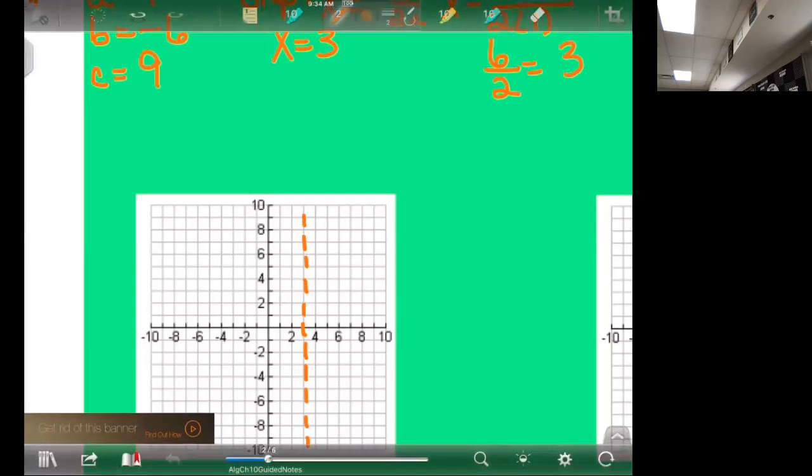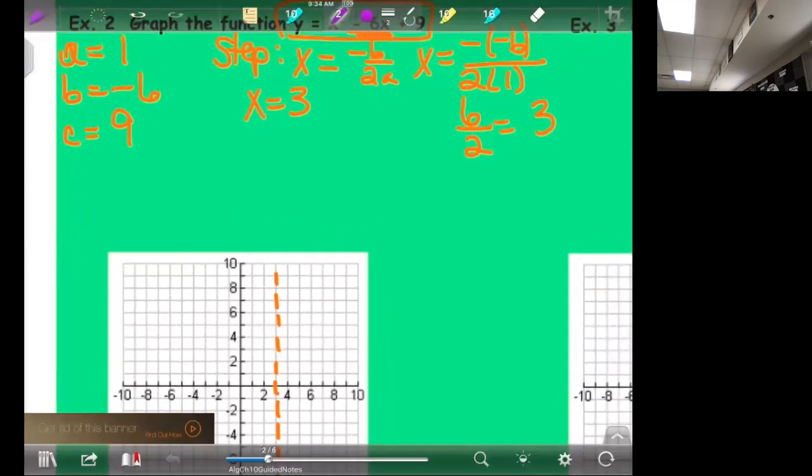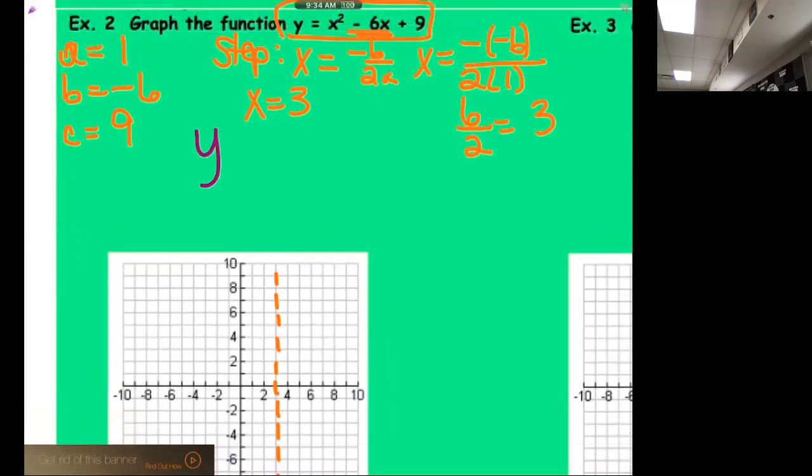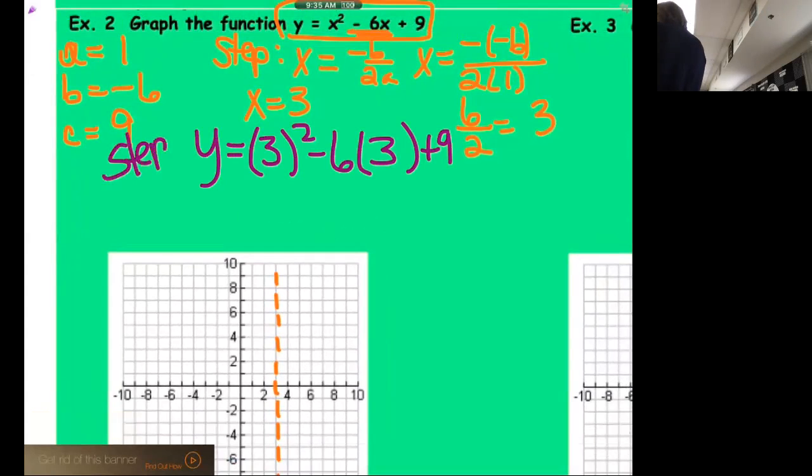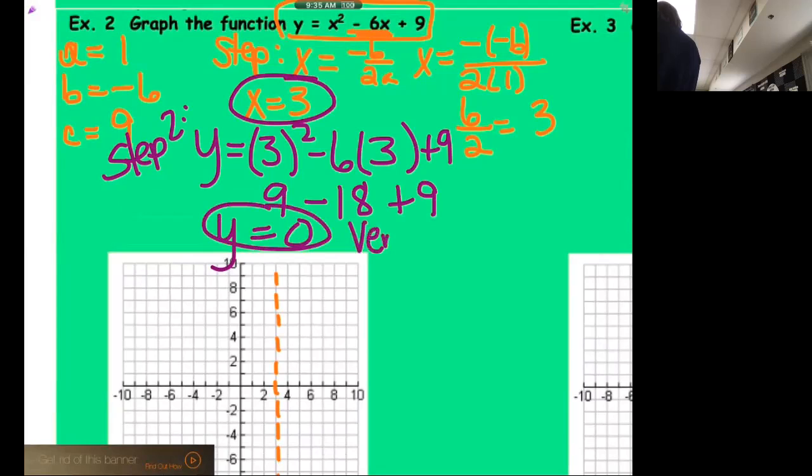Okay, now I'm going to take that x equals 3 and I'm going to plug it into the original equation for x. So I have, let's see, y equals, so I'm going to put 3 in for each of those x's. So that's step 2. 3 squared is 9, 6 times 3 is 18. So 9 minus 18 plus 9 equals 0. So I had x is 3 and y is 0. So my vertex is at 3, 0. So I'm going to graph that 3, 0. What does my A tell me about this graph?